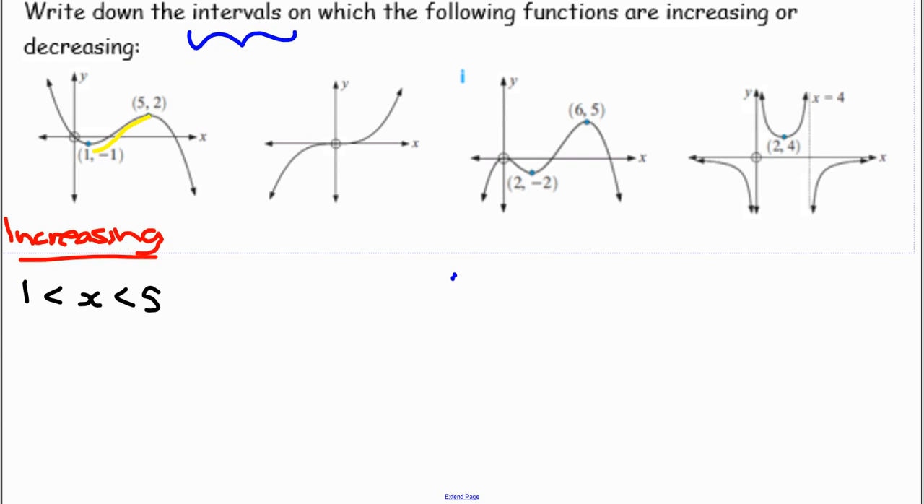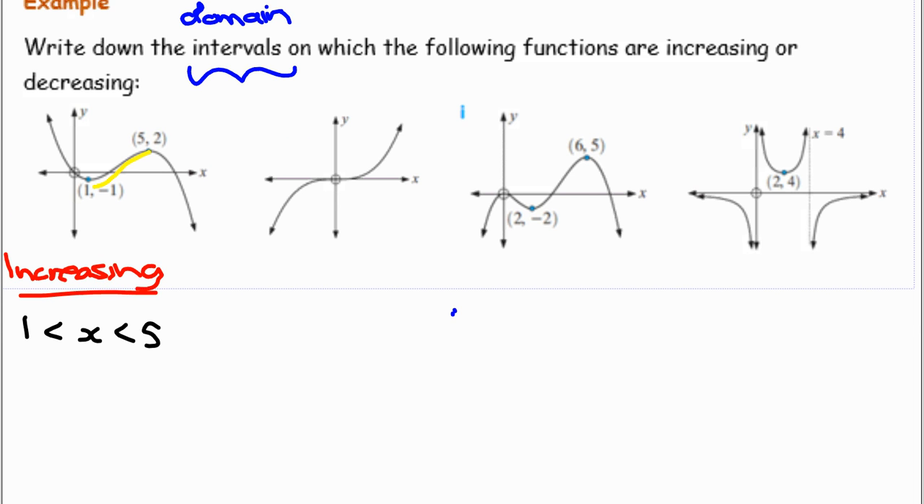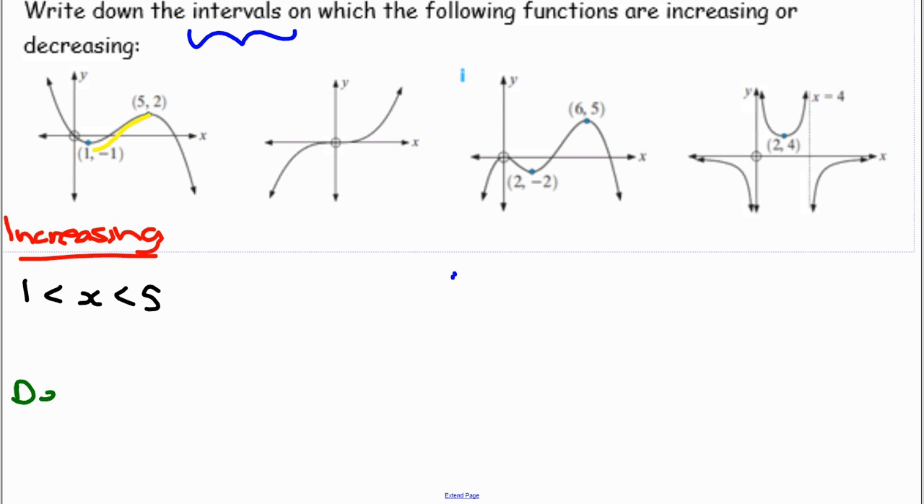So maybe let's do all the increasing ones to start with, and then afterwards we'll do all the decreasing ones, which is the best way to do it. So decreasing. Do you want to do all the increasings first, or let's just do one at a time? Okay. So decreasing. How would you describe that interval? This first interval on this first one.